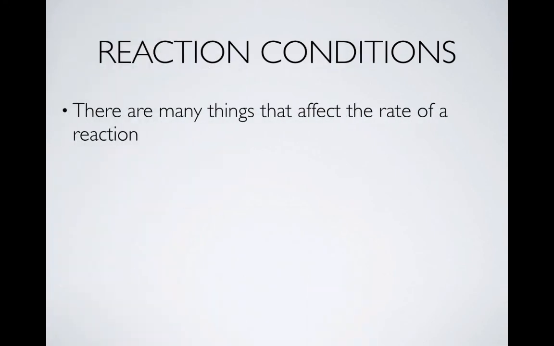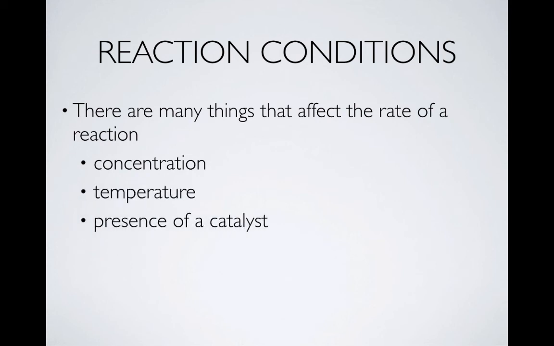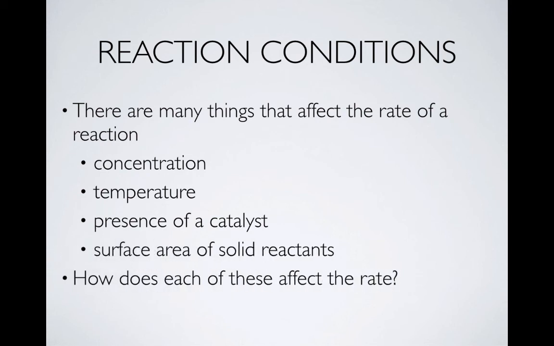Let's take a look at reaction conditions, because there are different things that can affect the rate of a reaction. We did talk about concentration and temperature. We haven't talked about the presence of a catalyst yet. We're going to do that here in just a little bit, as well as the surface area of any solid reactants. So how does each of these affect the rate? Well, we talked very briefly about concentration and temperature. We're going to talk about that in a little bit more detail.